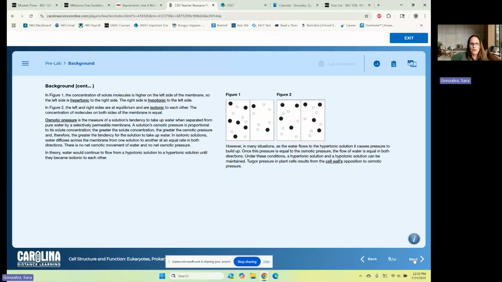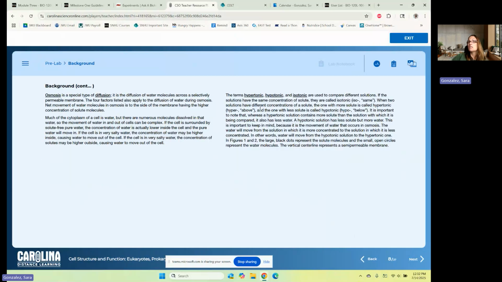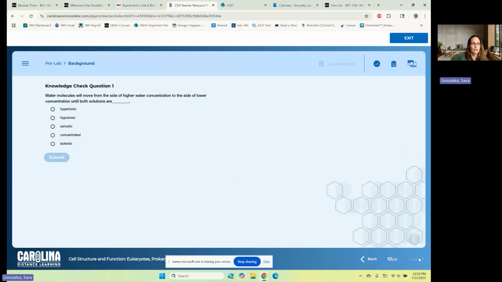So again, more background here on osmotic pressure, looking at osmosis. You can come across these two terms. I'll go back a slide in terms of tonicity. So hypertonic versus hypotonic versus isotonic. What do those terms mean? Why are they important? Why do we use them in biology? So you'll be coming across that with your lab.